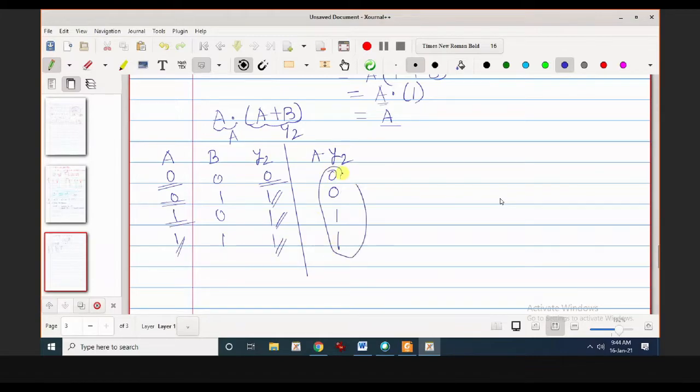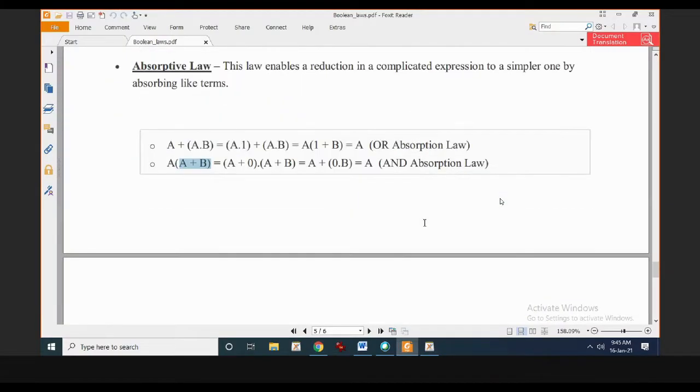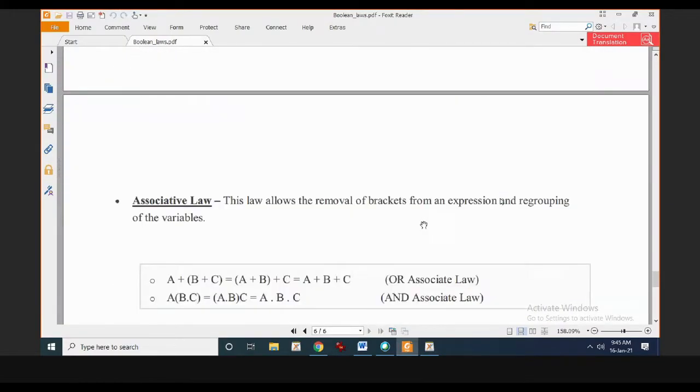Now this is the same as your input A. You can see here. First two entries 0, next two entries 1. So this way also I can quickly prove the equations by using the truth table. Okay. So these are the things that we need to do, right? So this is absorption law.